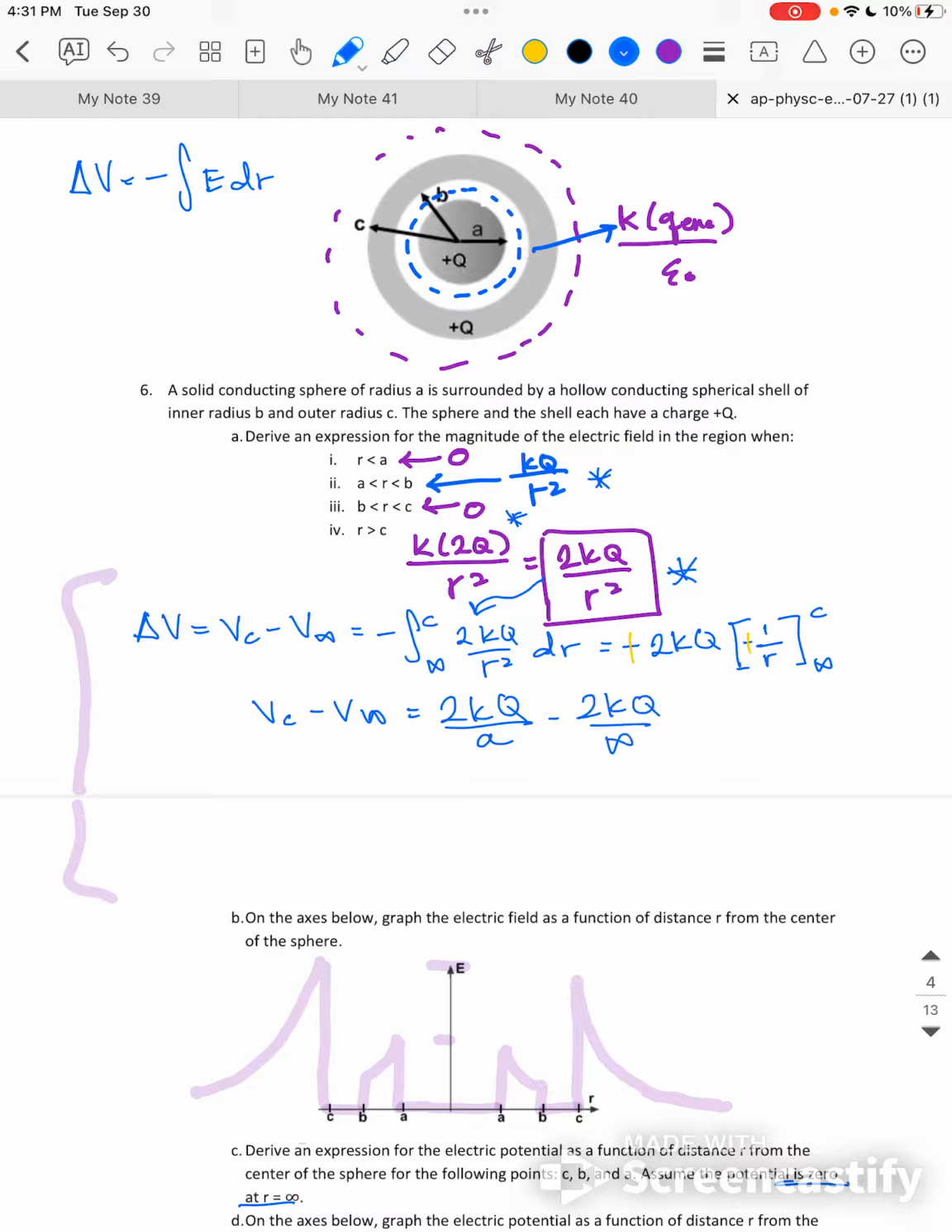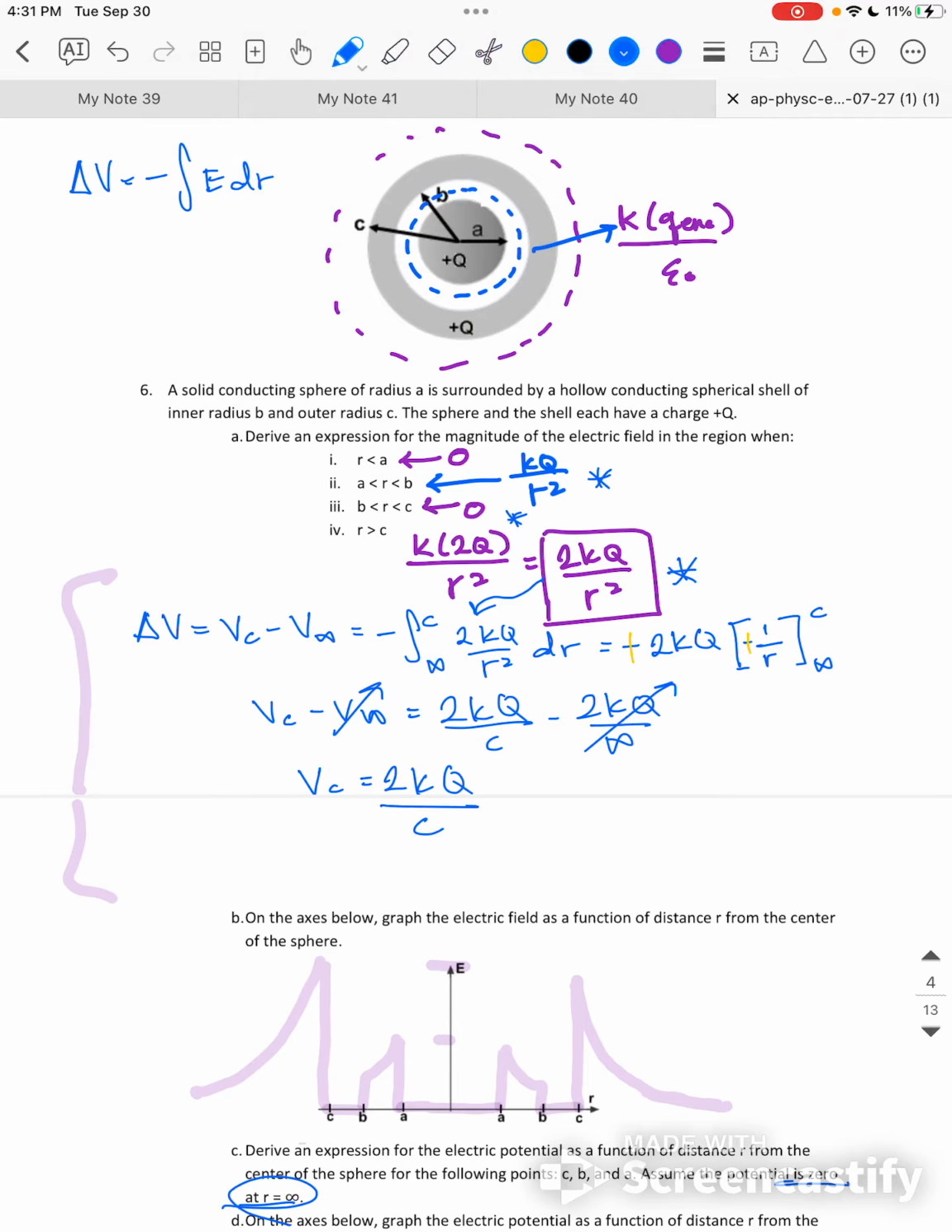We know that as the denominator approaches infinity, that goes to 0. And we also know that the potential at infinity, because it told us down here, is also 0. So my potential at C is equal to 2kq over C. I don't know why I put A there, but let me change that. It should be C.